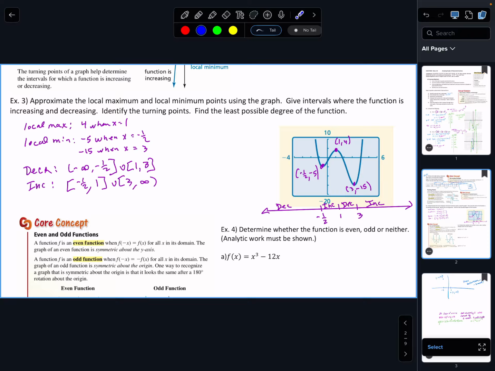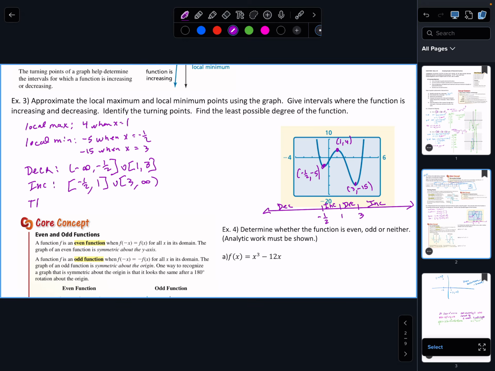Identify your turning points. Well, each of these ordered pairs are your turning points. It's the places where they change from increasing to decreasing and vice versa. So the turning points are ordered pairs. So -1/2, -5, 1, 4, and 3, -15.